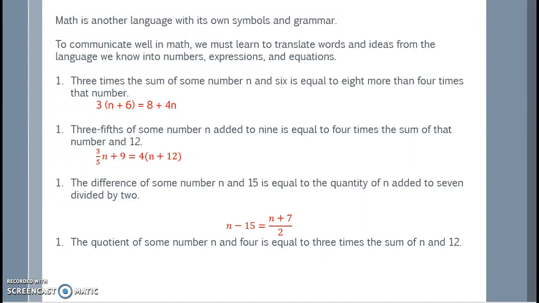The quotient of some number n and 4 is equal to 3 times the sum of n and 12. The quotient means to divide, so we want to take the division of n and 4 is equal to 3 times the sum of n and 12. So this is like the first two, where we have taking the sum of n plus 12 and multiplying it by 3.